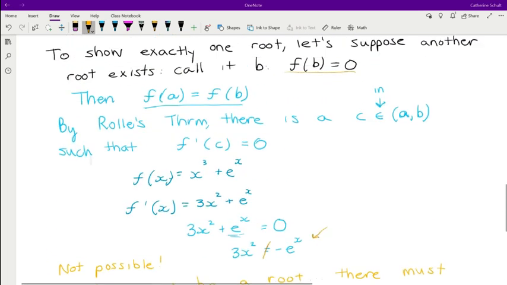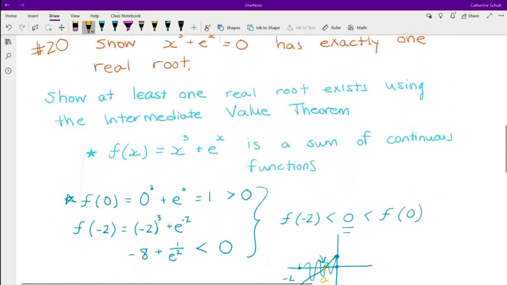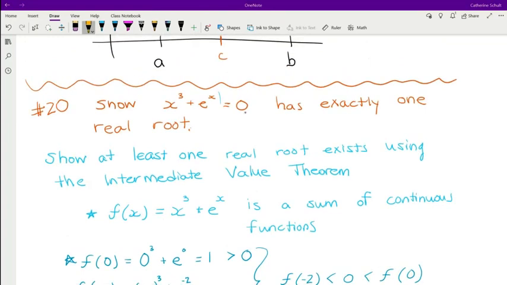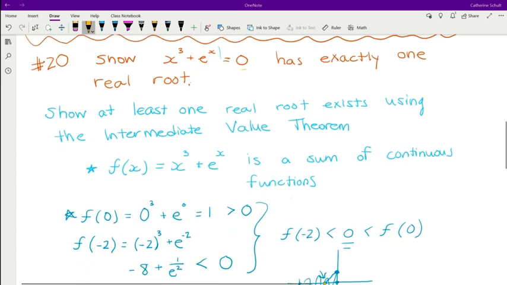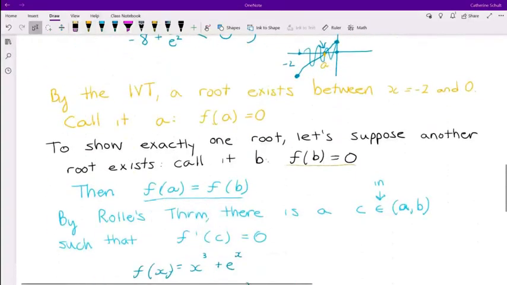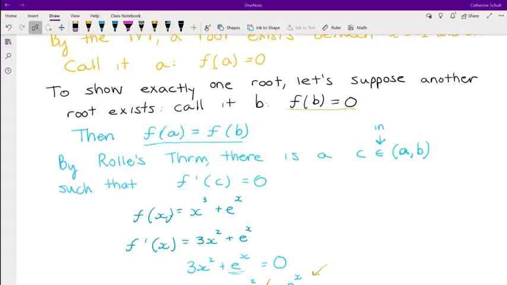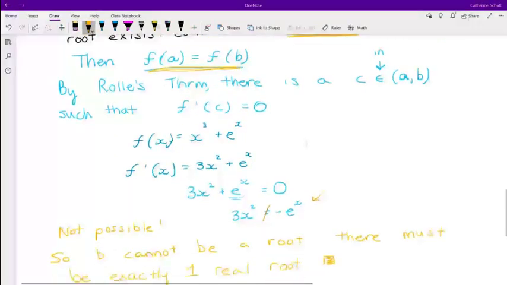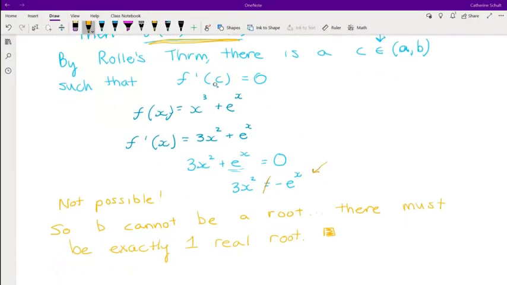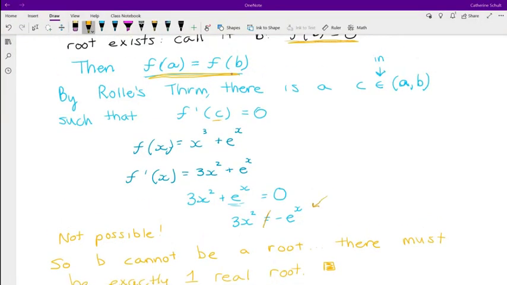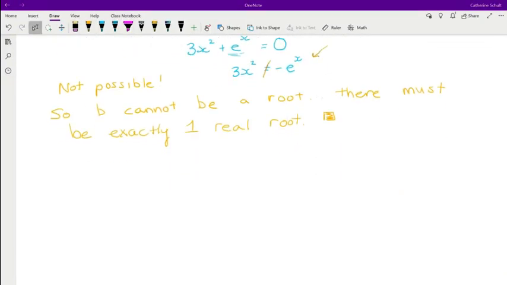So that's how we had this homework problem. We wanted to show that there is exactly one real root, so it equals 0. So first we used the IVT to show that there was at least one. That was chapter 2 material. And then to show that there was exactly one, we supposed there was another one. And then when we assumed there was another one, we could use Rolle's theorem. But then using Rolle's theorem, we found that there is no c where the derivative could be 0. It was gibberish. So it means that our original assumption was wrong. So b was not a real root. Okay. So there you go.